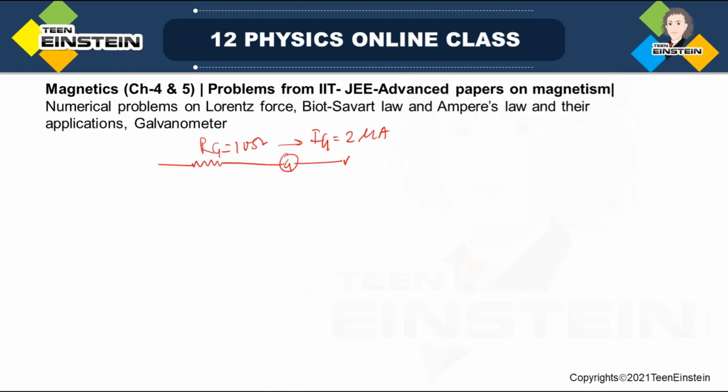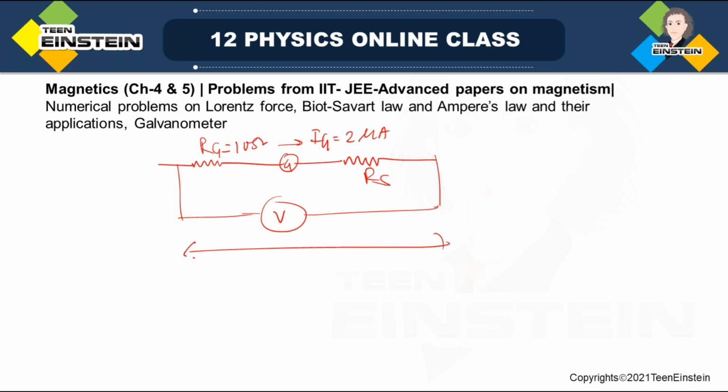So what we should do is connect a very high resistance Rs to convert it into a voltmeter, and the voltmeter range is given. What is the voltmeter range? It is given as 100 millivolt, which means 100 into 10 to the power minus 3 volt. This is the total voltage. So we can get Rs from here.